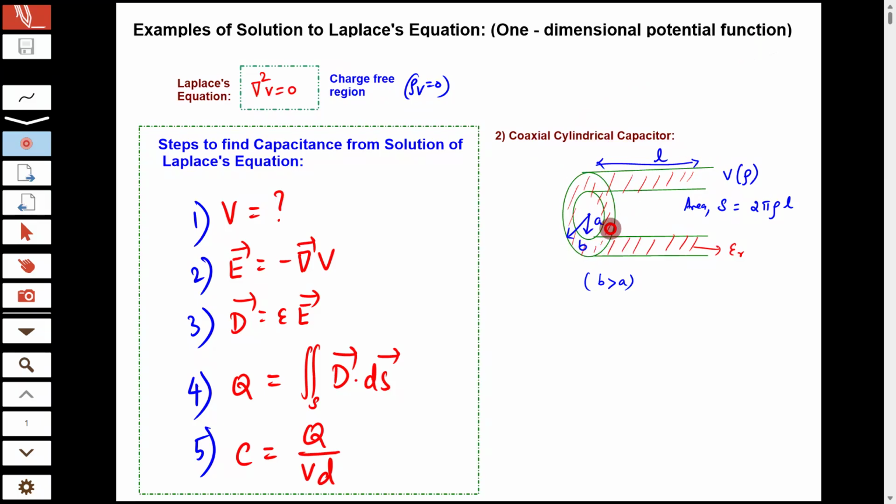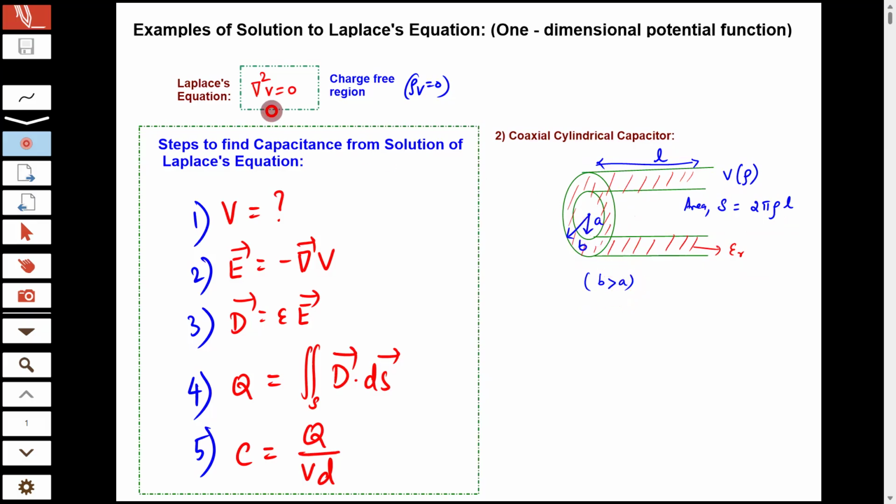radius B. We are considering the region between the two cylindrical surfaces, which are separated by an insulating material whose dielectric constant is epsilon r. We consider the length of both the cylinders as L, and the surface area of the cylinder can be estimated from the radius and the length. So the area can be given as 2 pi rho L, where rho is equal to A for the inner cylinder and rho equals B for the outer cylinder. We know B is greater than A in this case.